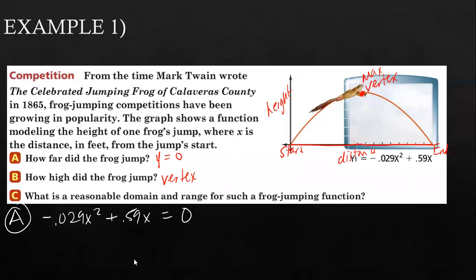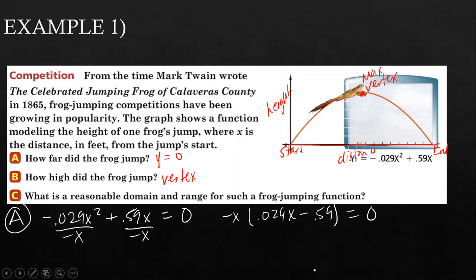When we look at this, we realize that the only way you can factor this is by finding the greatest common factor. Do we see that? So this is a GCF situation. And just to keep it simple, we're just factoring out the X. So factoring out a negative X from each one of these leaves us with negative X times 0.029X minus 0.59 equals 0.